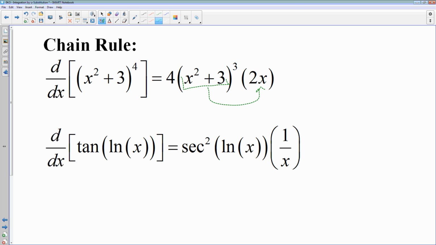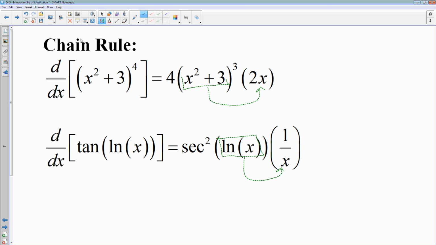Same thing, tangent of ln x. Ln x is the inside, so we leave that alone. We did the derivative of tangent, which is secant squared. And then the derivative of ln x goes on the outside. So there's the chain rule. Now, if we're going to do the chain rule backwards, that means we're starting with something that looks like this. We have to work backwards and figure out what the original function is.